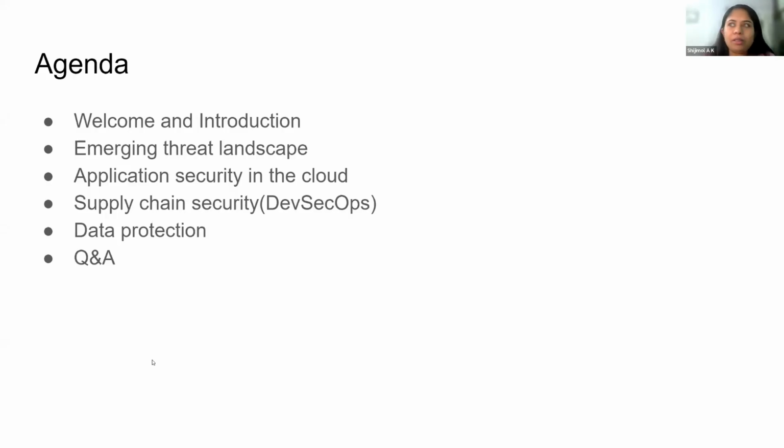So this is going to be the agenda for the day. I have a monitor here, so if I look this side, please be informed that I'm looking at my monitor. The agenda is going to be a welcome introduction, emerging threat landscape, application security in the cloud, supply chain security, that is DevSecOps, and data protection. And I will have some time for Q&A as well.